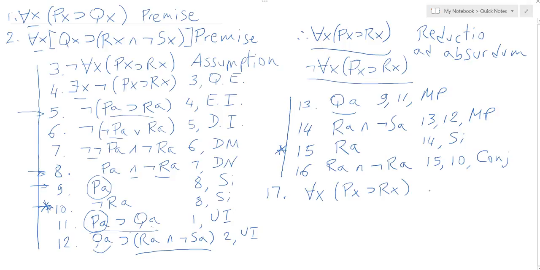So we can cite here the subderivation. So we can say the lines 3 through 16 and indirect proof show that for all x, if px, then rx is the case if the two premises at the beginning are assumed. This concludes our proof, and so we proved it through this kind of indirect method.